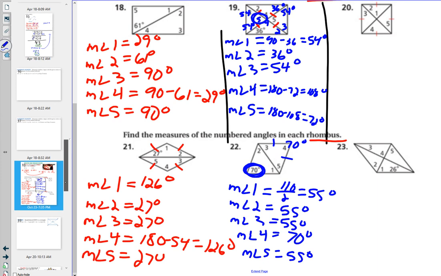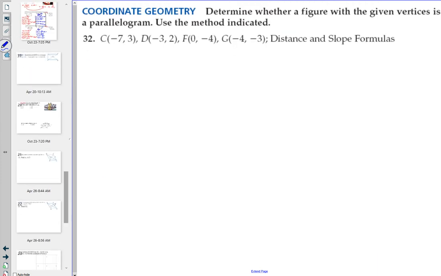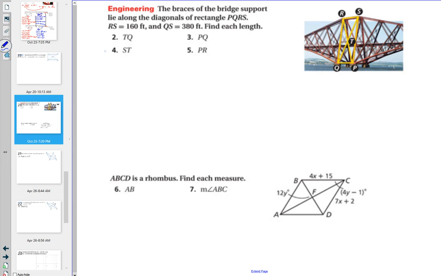Let me see if I can do coordinate. Hold on.